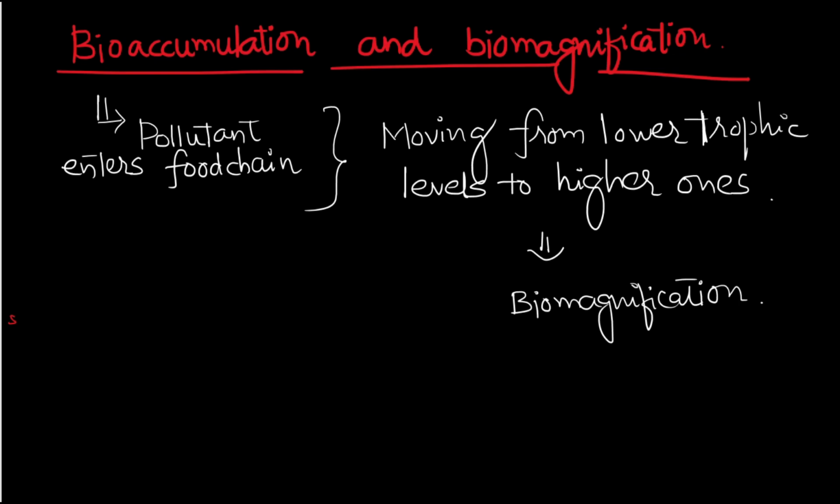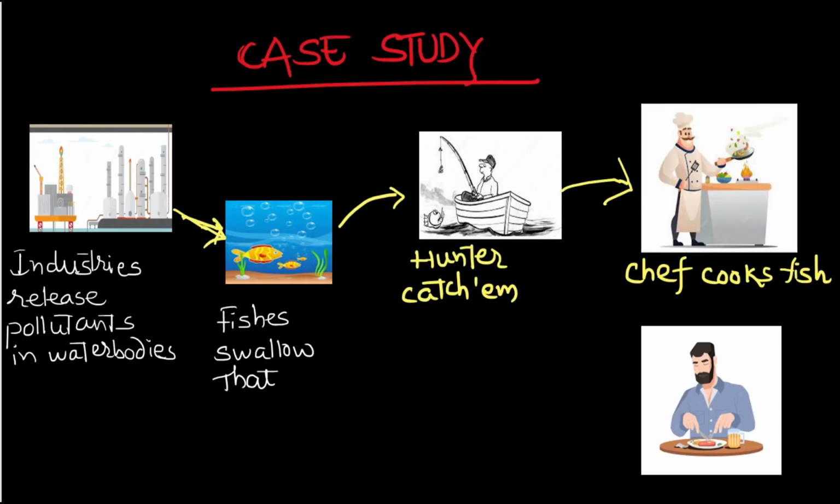Now we have a case study, and this is an industry. Let us call this Meta Industries. Meta Industries releases pollutants in water bodies. So this is an imaginary industry. Say it releases pollutants in water bodies. Now in water bodies there live various aquatic species such as fish. Now fish swallow that water. So that pollutant is now inside the body of fish.